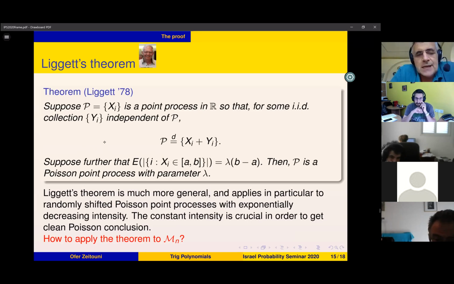And now the question is how to apply the theorem to Mn, and where do I have my xi and what are yi, and how is it all related? So my xi, I know what they are. I have defined this variable z alpha, and my point process was sum of delta of z alpha. So that's kind of obvious what it is.